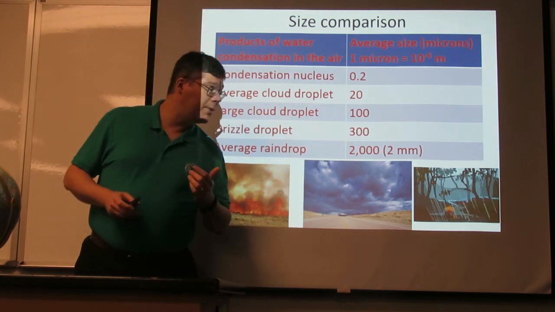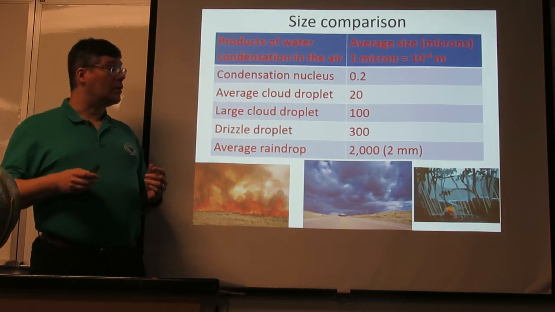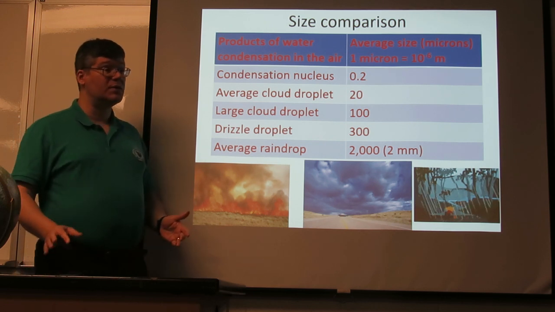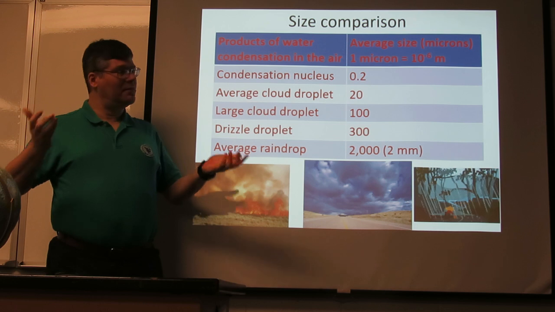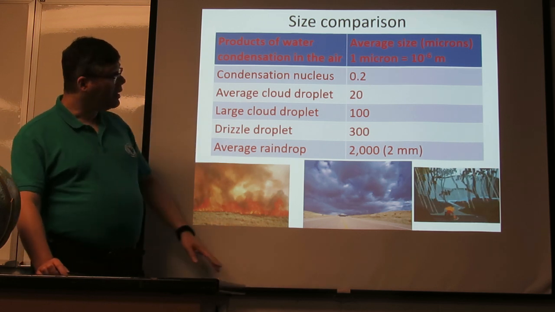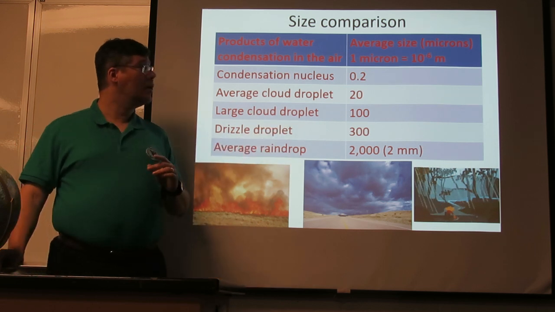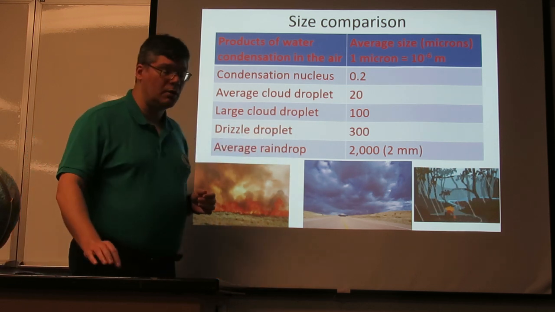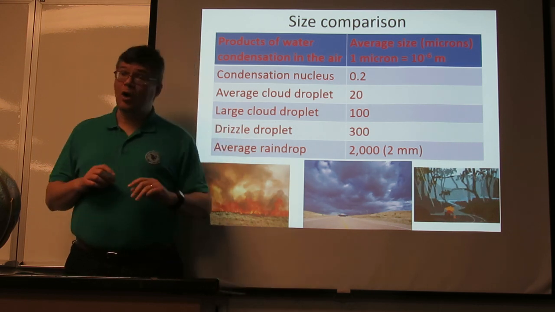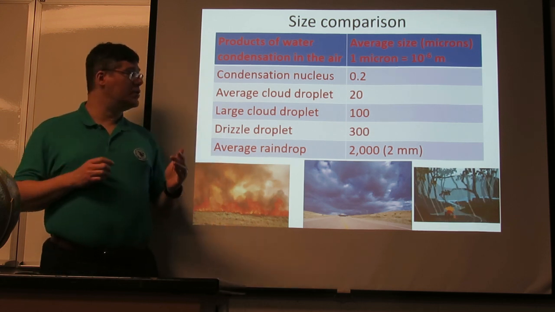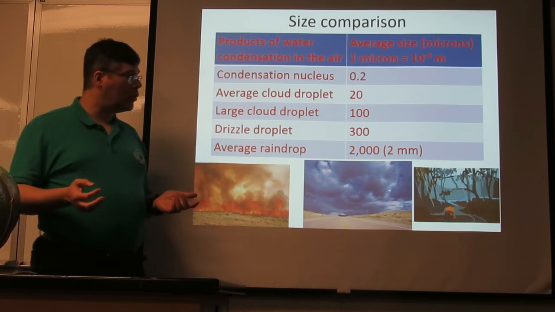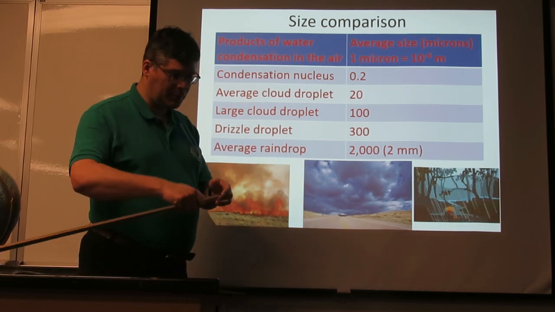So typical cloud droplet, about 20 microns. Large one up to about 100. Very still air, if these small ones start to fall, then they're so small they basically just evaporate. If it gets to around 300 microns, so getting close to 1/3 of a millimeter, then often that's enough to start falling, but it's pretty small, it's just drizzle. More typical raindrop is on the order of about 2 millimeters.